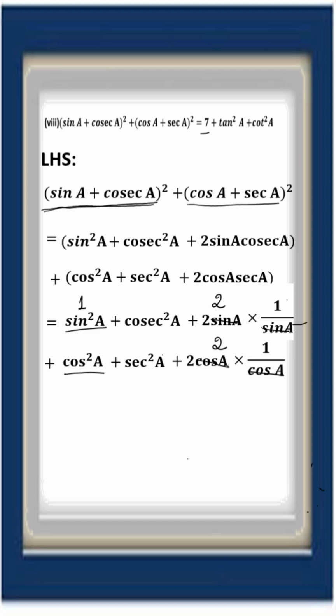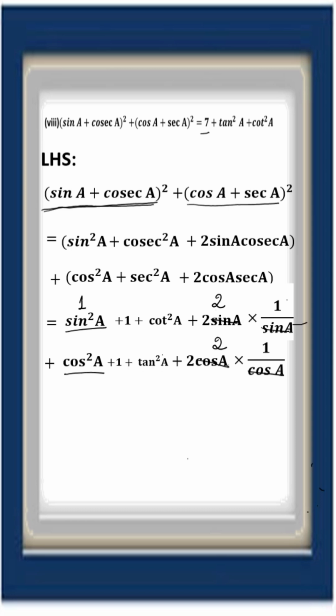Observe cosecant square A. It is not mentioned here anywhere in RHS. So now let us replace cosecant square A by what? 1 plus cot square A. You know it is a Pythagorean identity. 1 plus cot square A is equal to what? Cosecant square A. Similarly, let us replace secant square A by what? 1 plus tan square A.